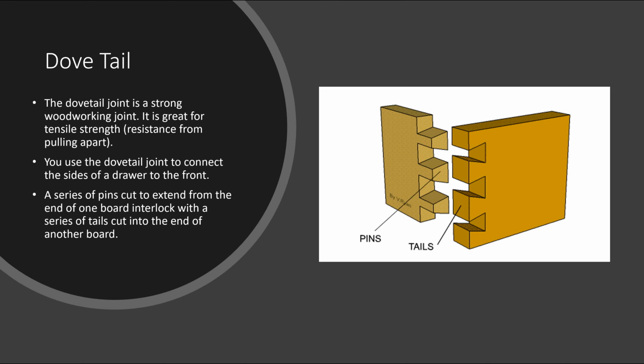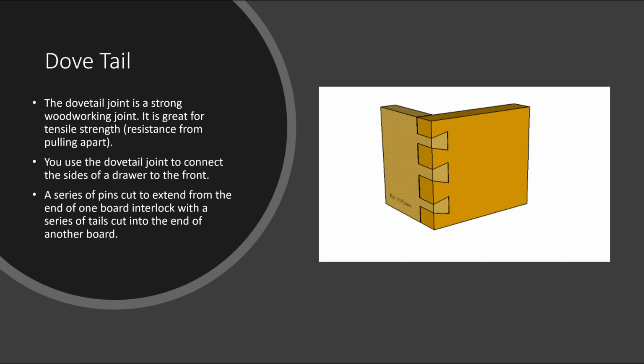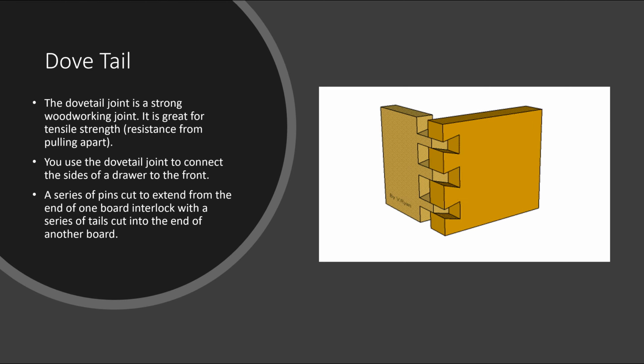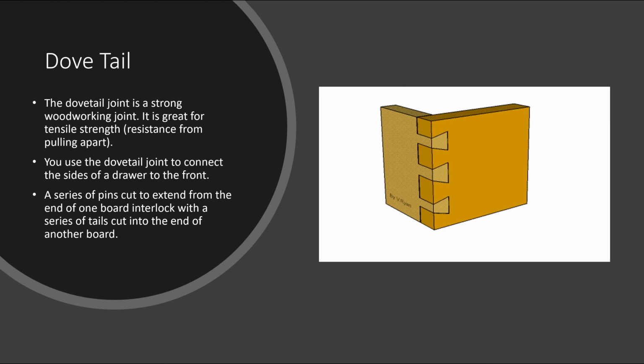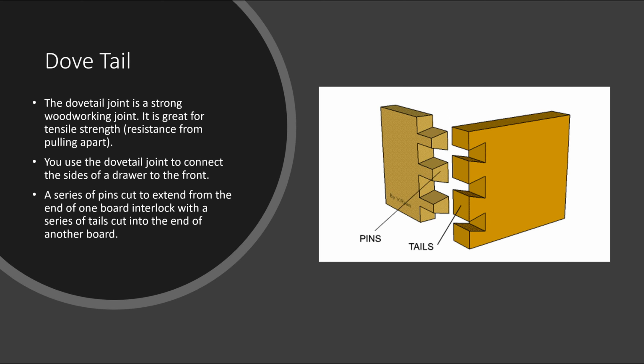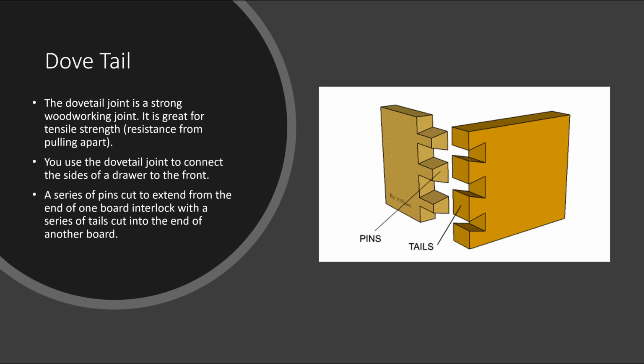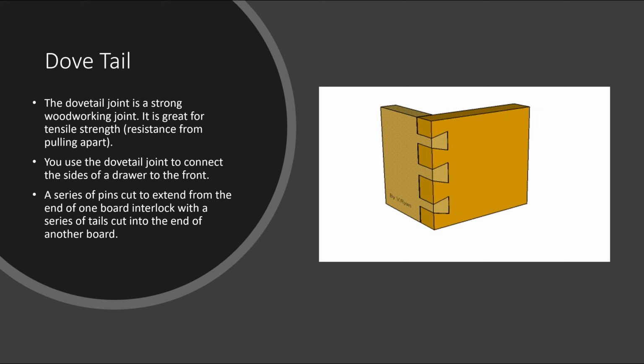Here we have our dovetail. This one is a strong woodworking joint, and it's great for tensile strength, which means for like pulling apart. You use the dovetail joints to connect the two pieces. One piece has what is called pins and the other piece has what is called tails, and they interlock together. So take your hands, spread your fingers apart, and place them together. That's like a dovetail, okay? And the reason it's called a dovetail is because it kind of looks like the feather of a dove's tail.